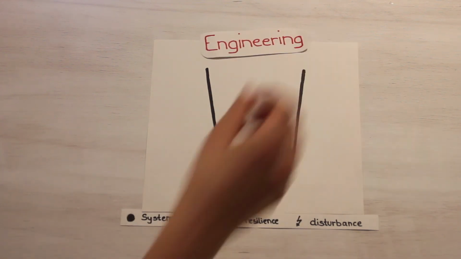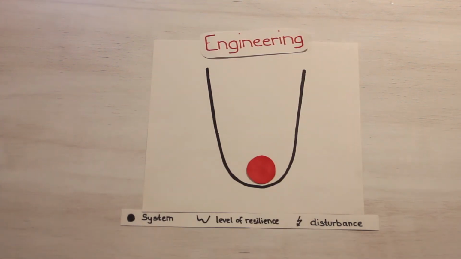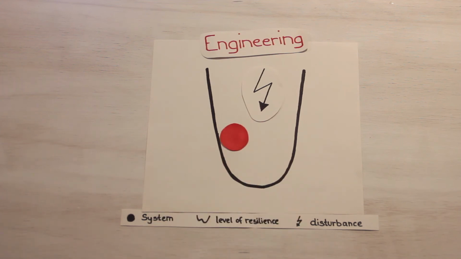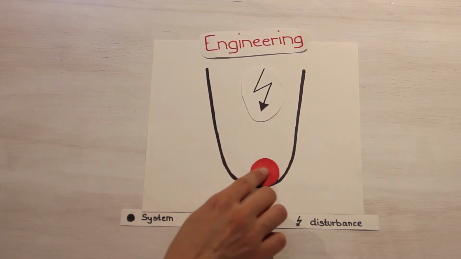The concept of engineering resilience describes a system that persists in or bounces back to a single stable state after a disturbance. When a disturbance occurs, the system starts moving away from the equilibrium and returns to it over time.